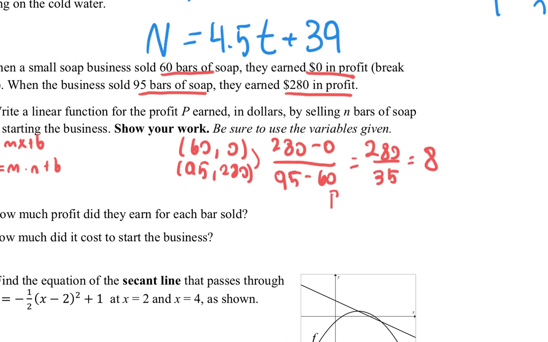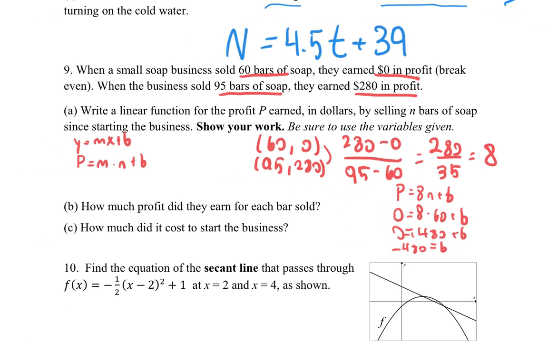So that means our equation is going to be P equals 8 times the number of bars you sell plus B. And we need to figure out what B is. So the question is, how do we figure that out? Well, we can use some of the information we have. Our profit, which is P, is $0 when we sell 60 bars of soap. So 8 times 60 is 480. And we can finish solving this for B, so that's minus 480 equals B. So our equation is going to be P equals 8 times N minus 480.